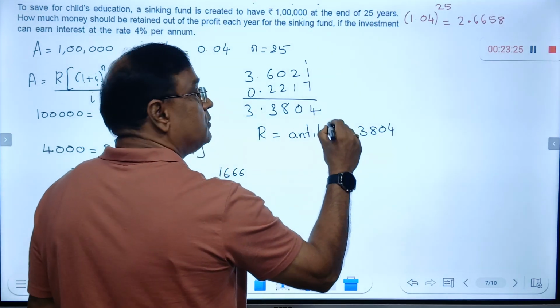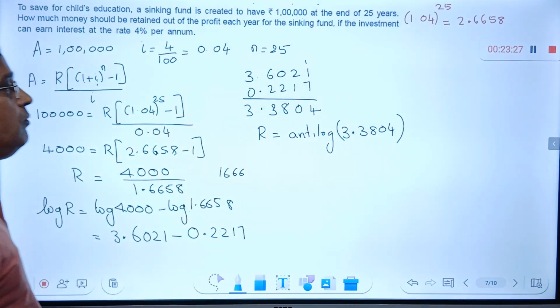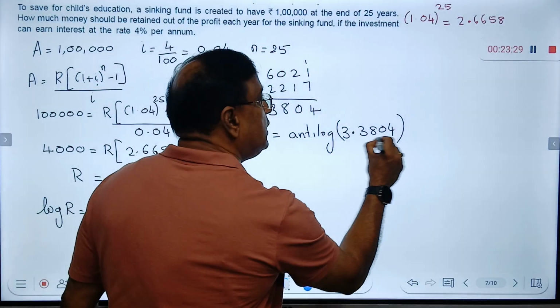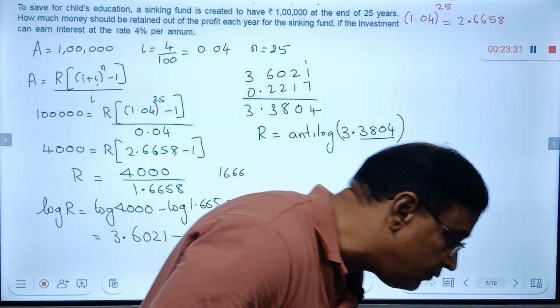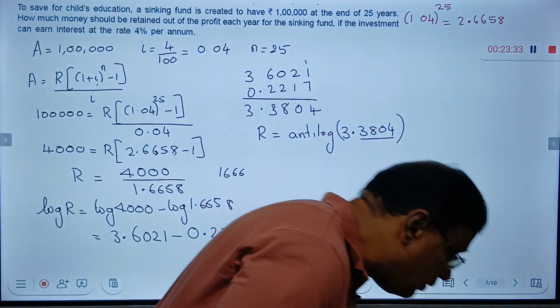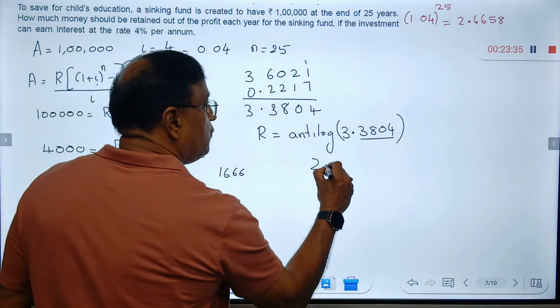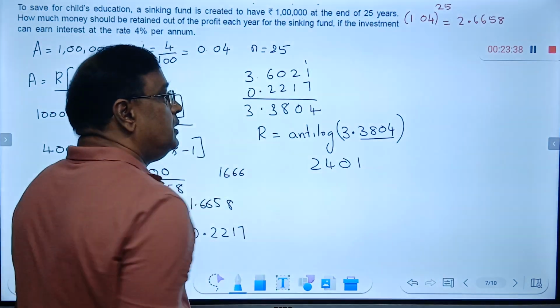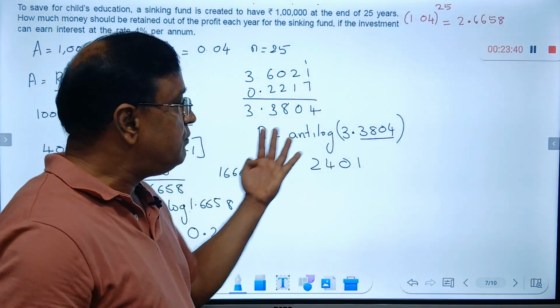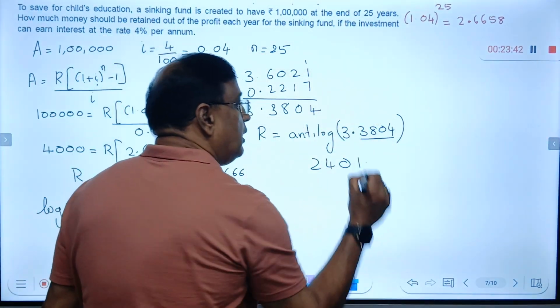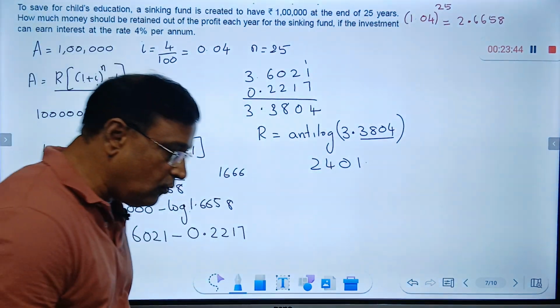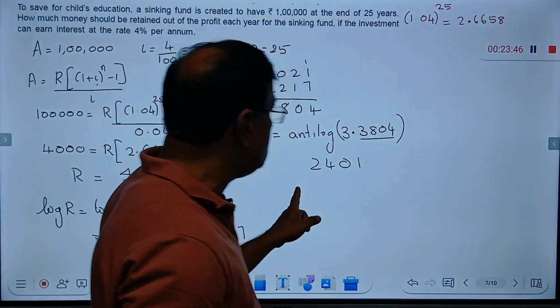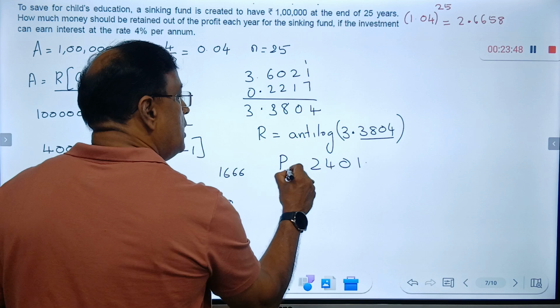3.3804. Now you look at the anti-log of 3804. The anti-log of 3804 will be 2401. Since it is 3, it has to be 4 decimal places. So I will keep it here. So it is 2401. This is your R.